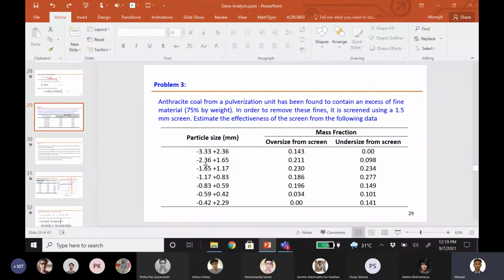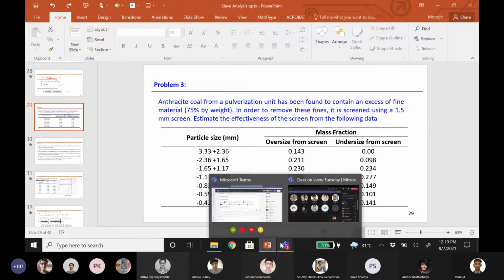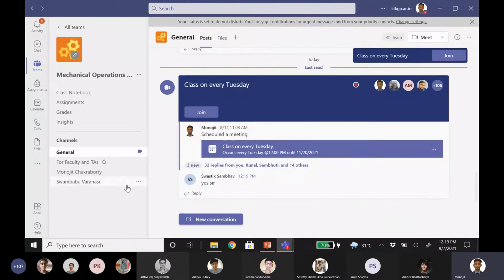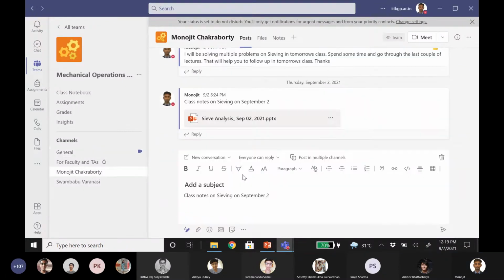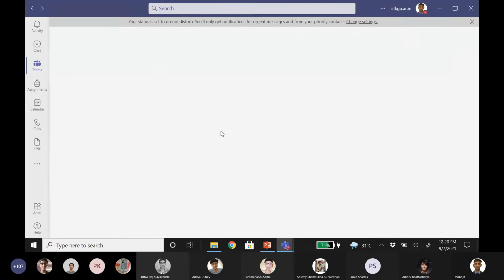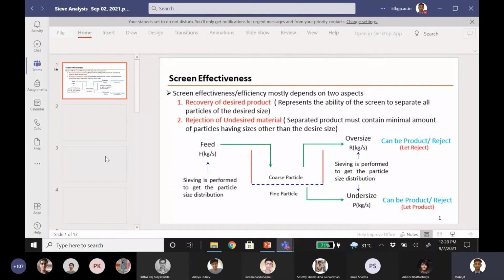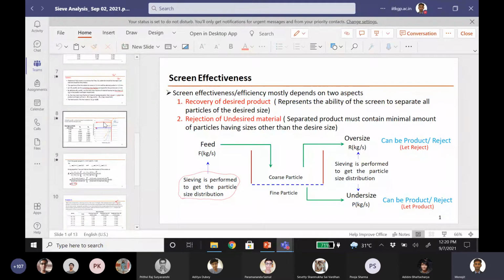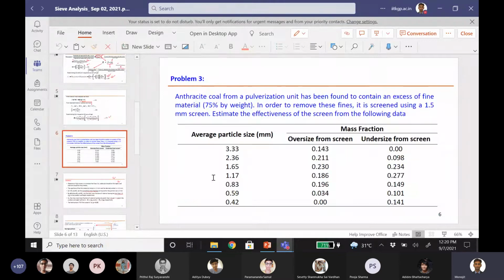As you can see, I have changed this column. Previously, what was it? It was the average particle size, right? Well, do you have the slide with you? Okay, let me go back. Yeah, this is the slide which I had shared with you. So the problem was something like this.